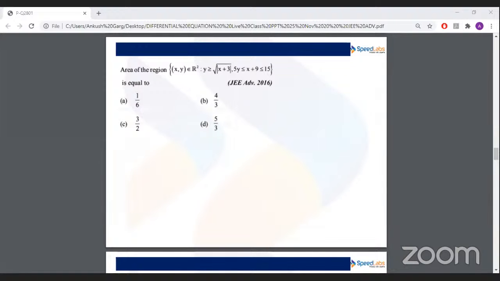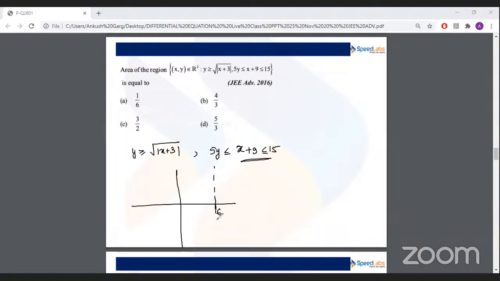So first, you have y is greater than or equal to root of mod of x plus 3. This is the first inequality. And the second one is 5y to be less than x plus 9, and it should be greater than 15. So if you solve this set of inequalities, can you see you are simply getting x to be less than 6. Okay, so basically this is the first inequality, that x has to be less than 6, right?